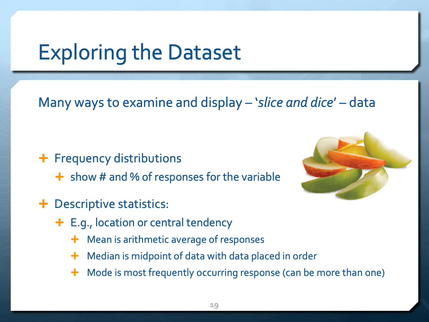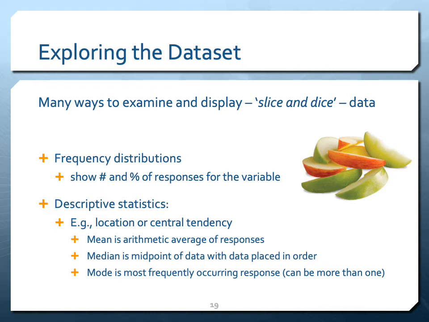Then mode is the most common number in your data set. So if you had 1, 1, 2, 3, 4, 5, 6, 7, 8, 9, 10, your mode is actually 1, because it was the number that showed up the most times in your data set.